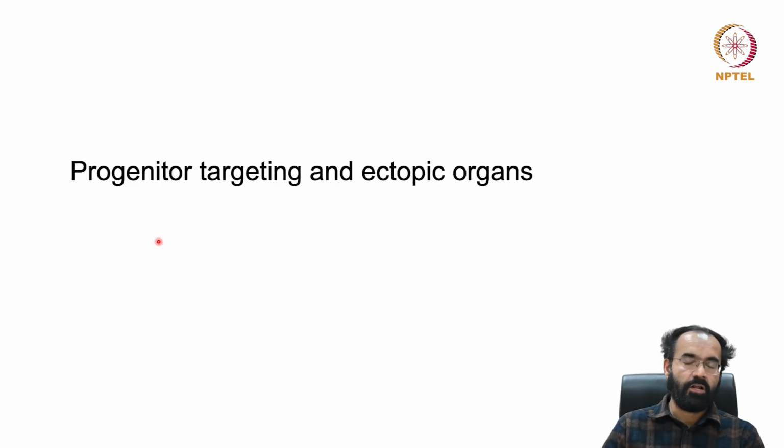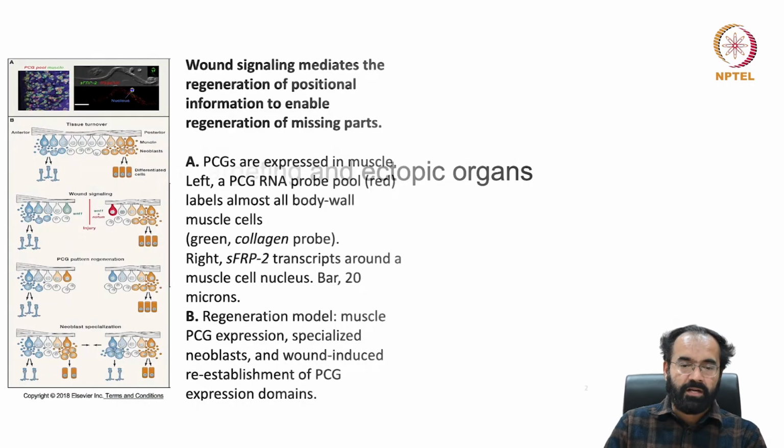That means additional organ. Ectopic organ means, say, usually you have got two eyes. If I make another two more eyes, that is ectopic. You have one nose. I make another two more nose, that is called ectopic. They are organs, but they are beyond the usual number and they are out of place. Okay. So progenitor targeting and ectopic organs.